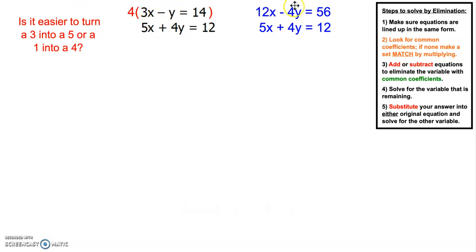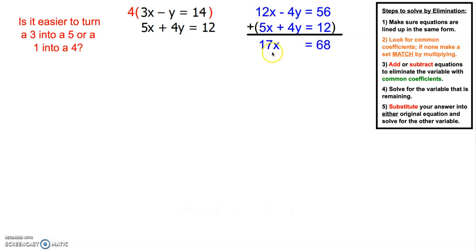4 times a negative 1y is negative 4y. 4 times 14 is 56. From here, we notice our common coefficients, so we can add or subtract our equations. So is negative 4 plus 4 going to eliminate, or negative 4 minus 4? And we know it's going to be addition here. So we add the two equations together.